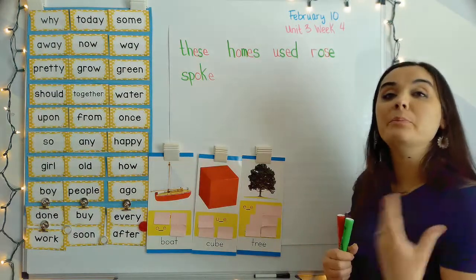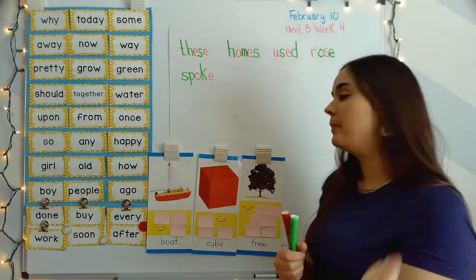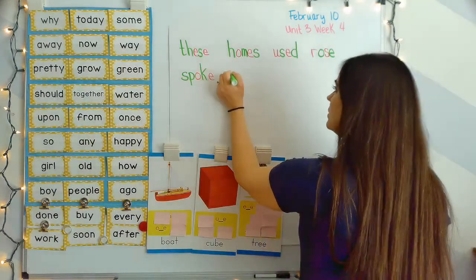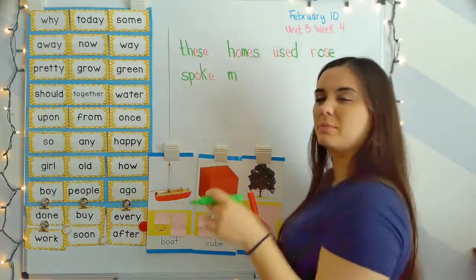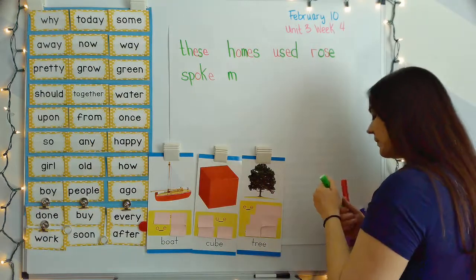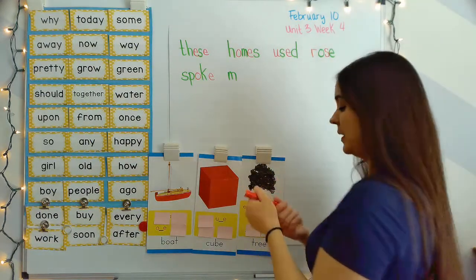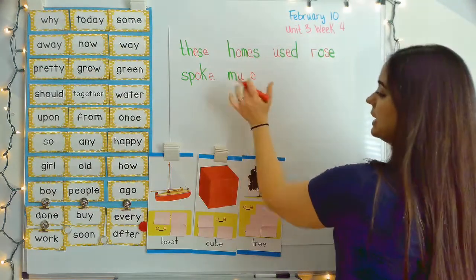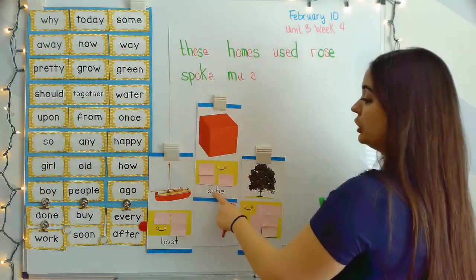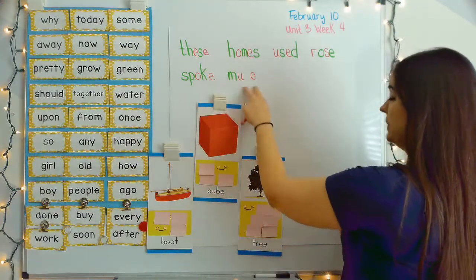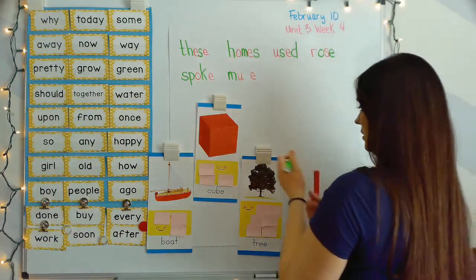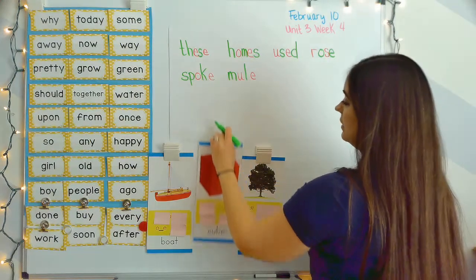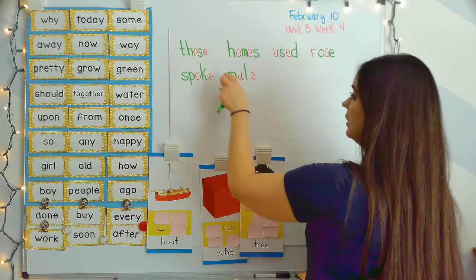Next word. Mule. Your turn. Mu, L. Mule. So a mule is a type of, it's like a horse, but it's a tiny one. M says mm. U blankie, like the cube card says U. U. L says ll. U, L. Mule.